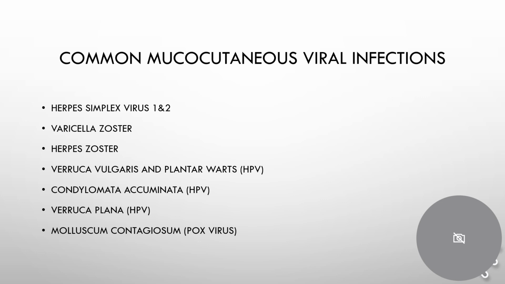We'll also talk about the varicella zoster, which causes chickenpox in children and reactivates to cause shingles in adults, also known as herpes zoster. We're going to talk about the HPV virus, which has many subtypes, and that causes verruca vulgaris, otherwise known as common warts, and we'll talk about plantar warts. We'll also talk about condylomata acuminata, also known as genital warts, and we'll talk about verruca plana, which is known as flat warts. Lastly, we'll talk about molluscum contagiosum infection, which is caused by the pox virus.